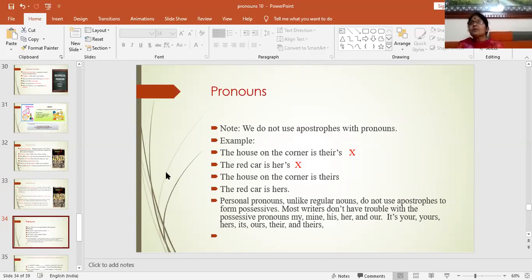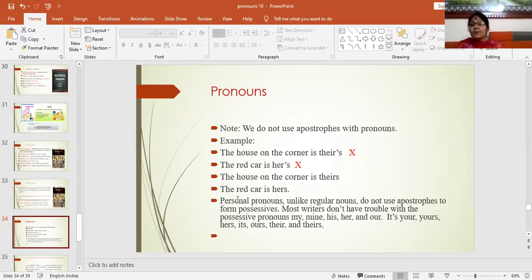Very rare when we are talking about a person, right? When the person is plural, then we use, right? We do not use apostrophes with pronouns. For example, "the house on the corner is their's" is wrong. "The red car is her's" is wrong, right? You should say the house on the corner is theirs, right? And the red car is hers.